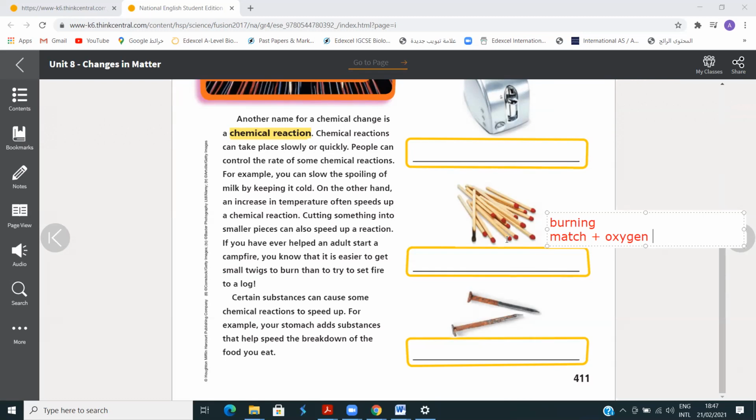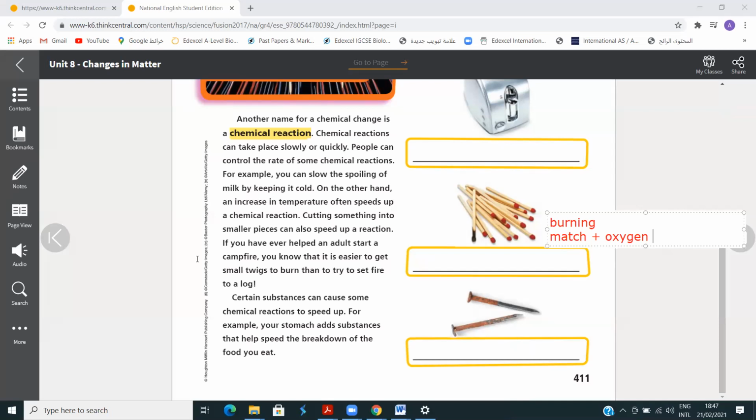It will react or combine with oxygen. Why just oxygen? According to the substance, some substances just react with oxygen. Some substances react with water vapor and oxygen, like that. Okay, my students?